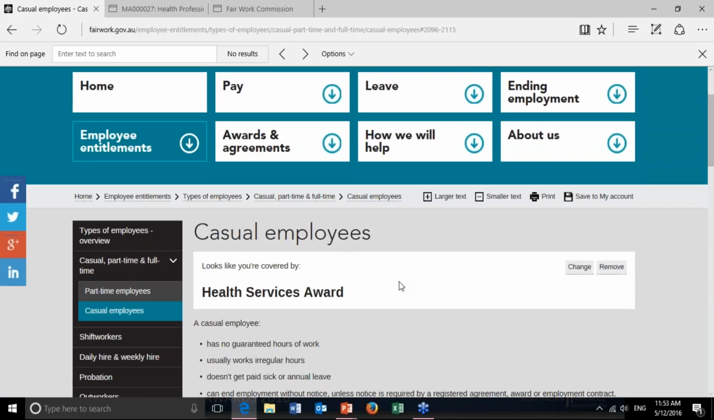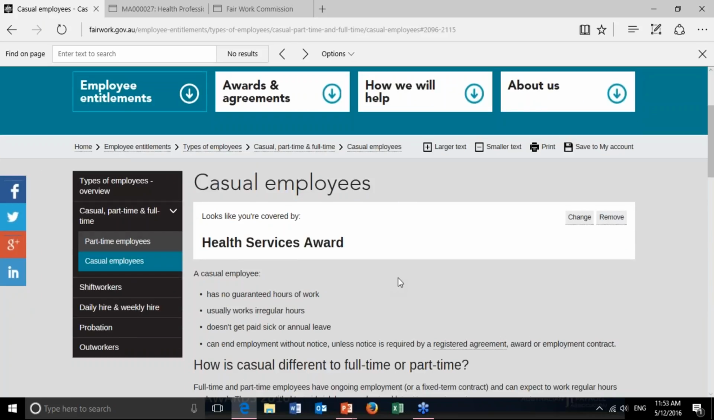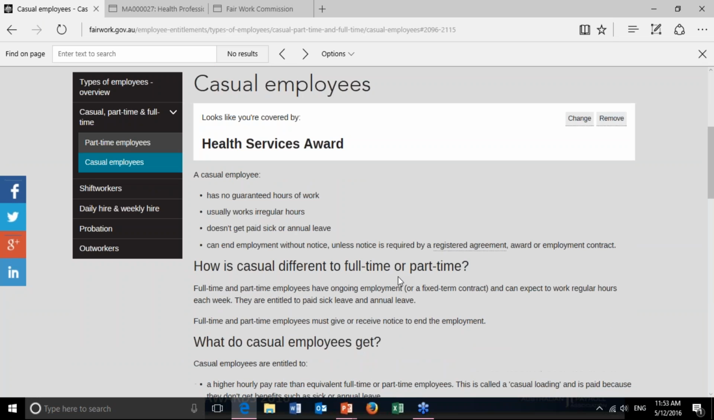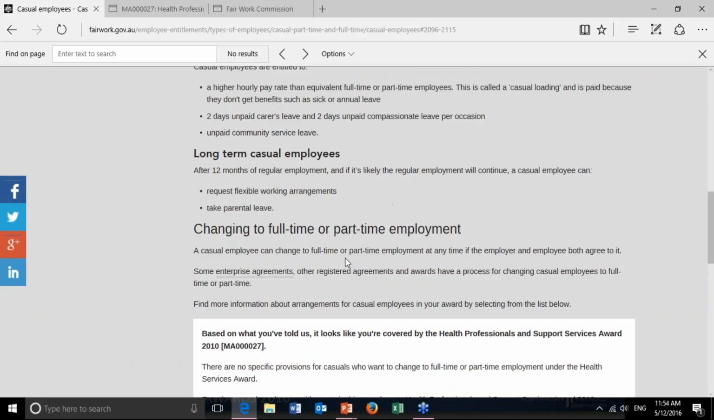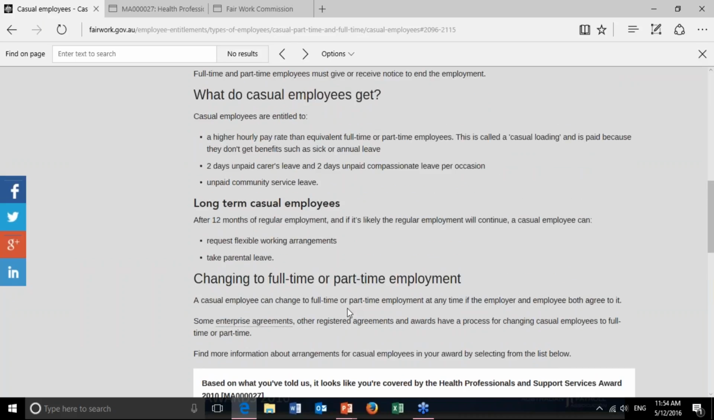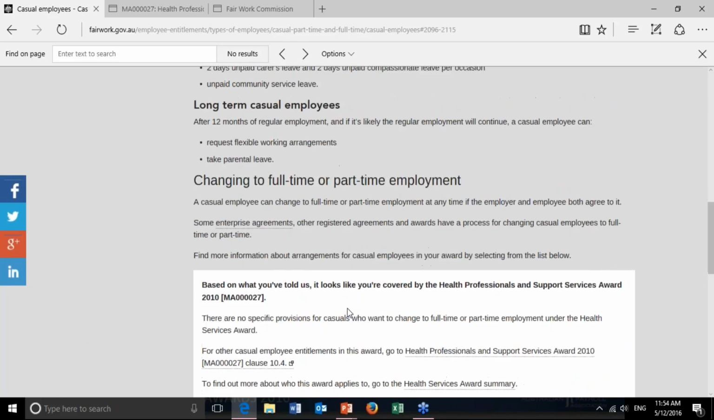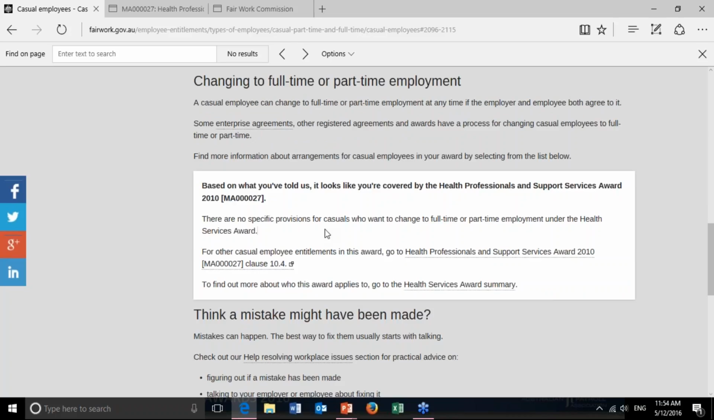So, under many awards, okay, the Health Services Award's already up there. What does it say about casual employees? It'll tell you they can change to full-time or part-time if the employer and the employee both agree. Is there any specific provision or requirement to give them the opportunity to take a permanent role, either part-time or full-time? Is there an employer obligation to do so?